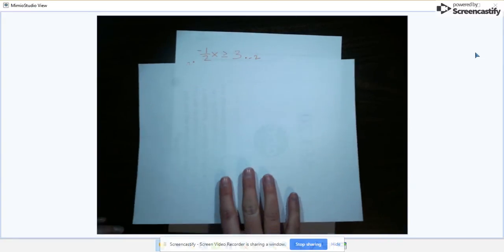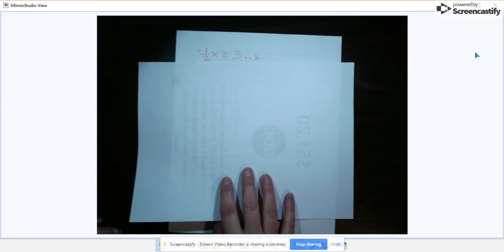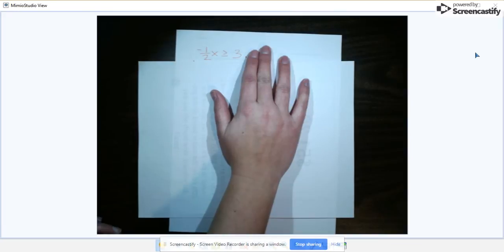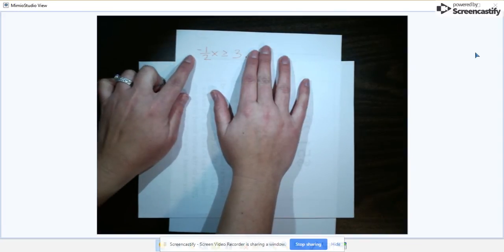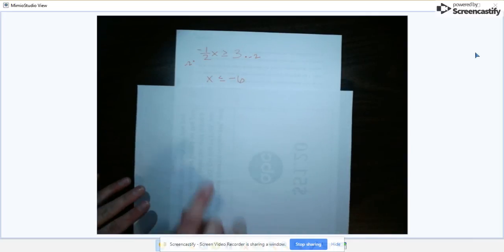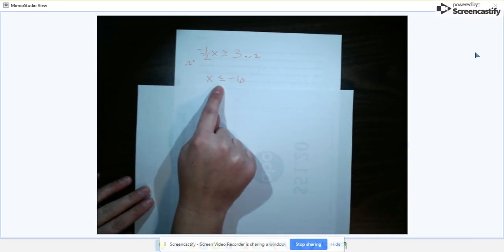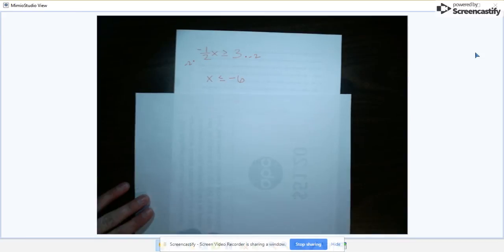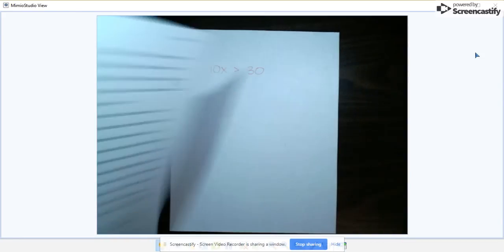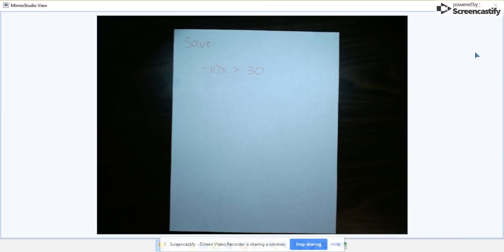Okay, so here's another one. We have negative a half x is greater than or equal to 3. To solve this, we're going to have to multiply by negative 2 on both sides. Notice I switched my sign, so this becomes x less than or equal to negative 6 for the solution. And I'd like you guys to solve this one.